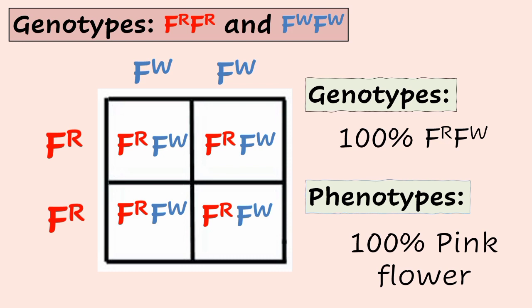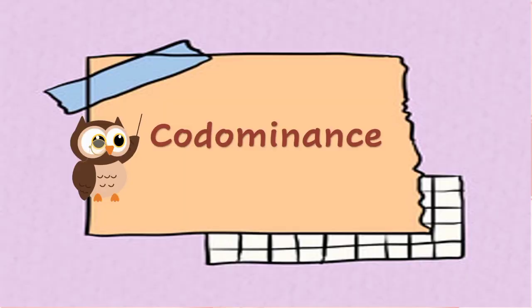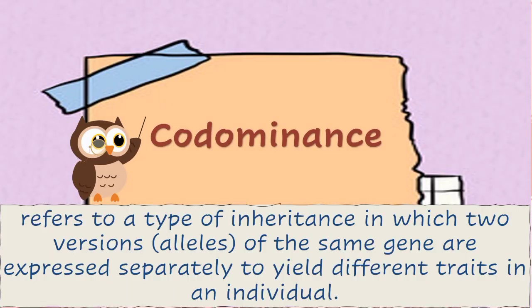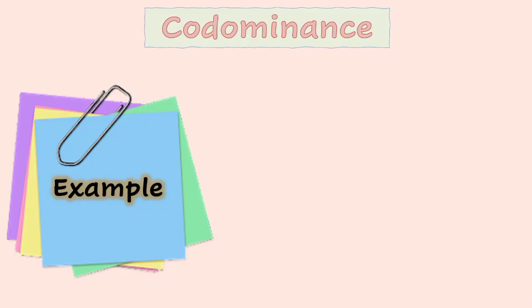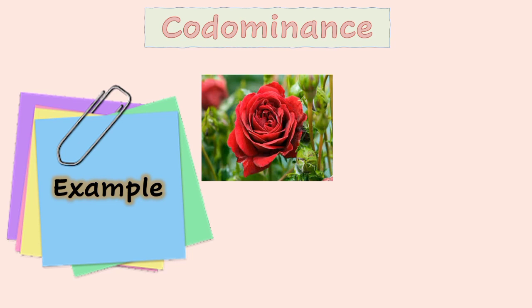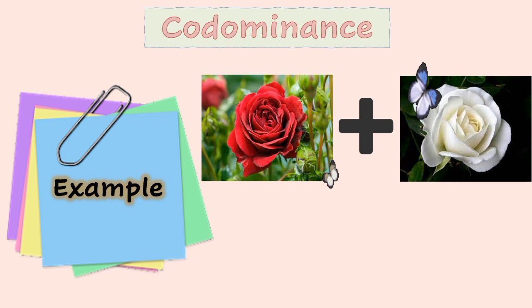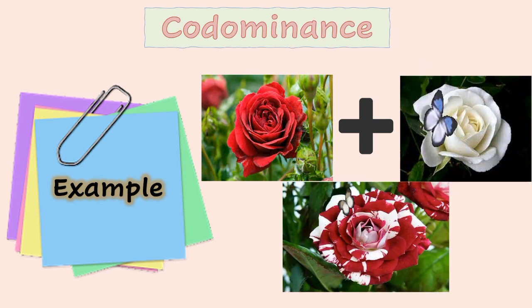For the next type, we have codominance. It refers to a type of inheritance in which two versions or alleles of the same gene are expressed separately to yield different traits of an individual. For example, the red flowers plus the white flowers equal red and white flowers.